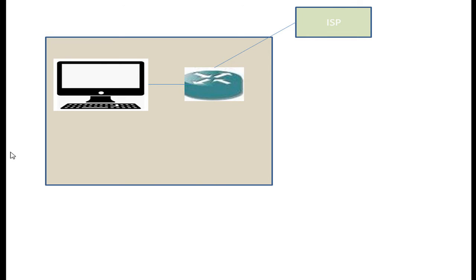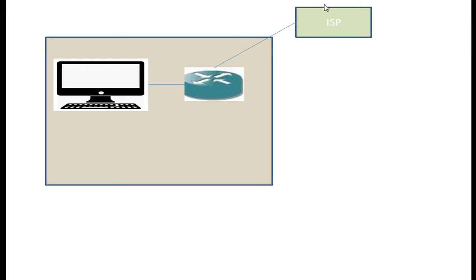Let's say that this is a network in here, this is the router in the network, and this is one of the clients. For example, we are the client in here. There may be more clients in this network. This is the ISP or the internet service provider. As you see, the router has two interfaces.